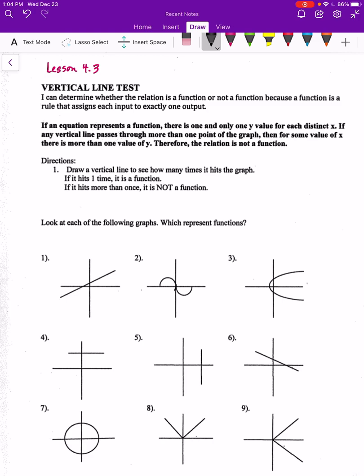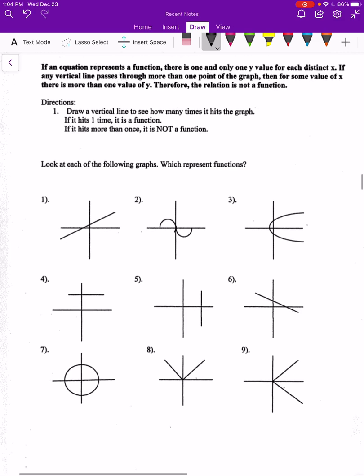And here are the directions. Draw a vertical line to see how many times it hits the graph. If it hits one time, it's a function. If it hits more than one time, it is not a function. All right, so let me show you what I'm talking about.